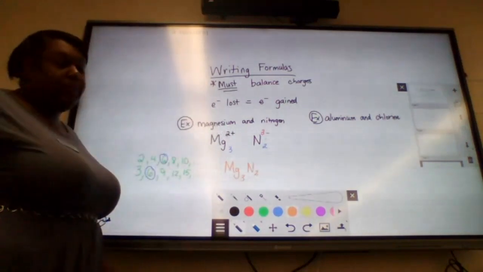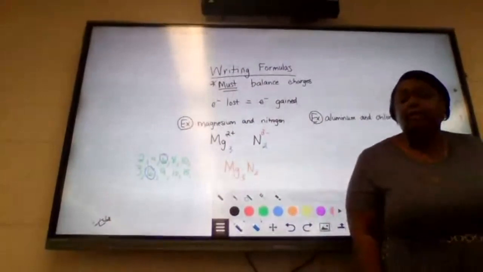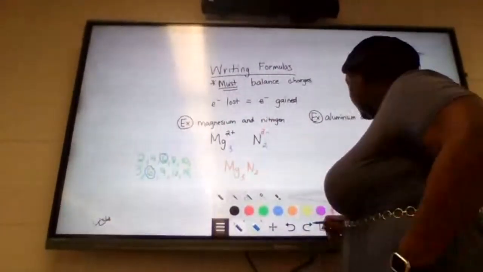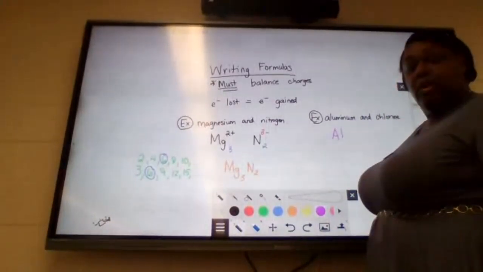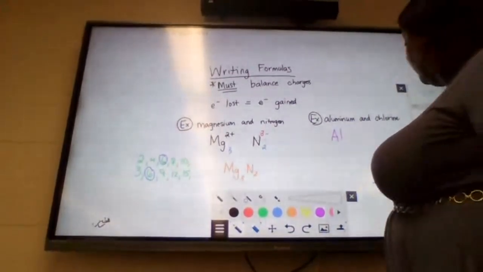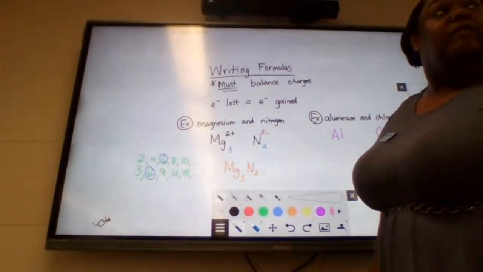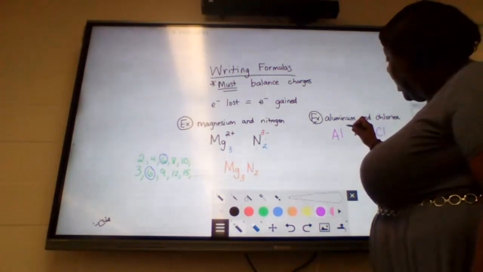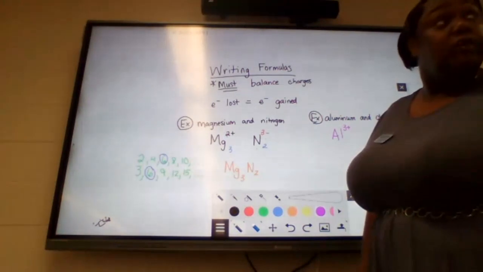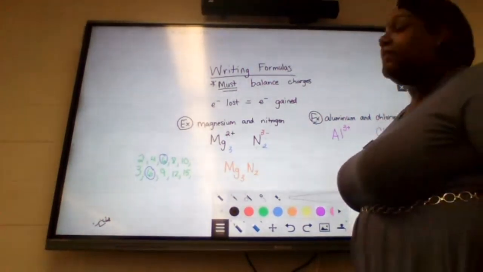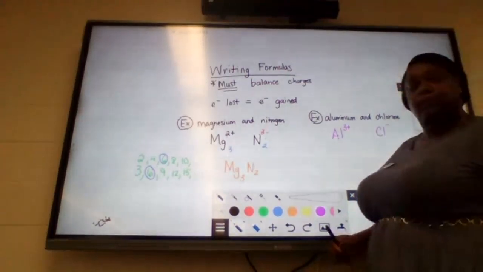All right, I've got another problem for us to look at: aluminum and chlorine. We know the symbol for aluminum is Al. We also know that the symbol for chlorine is Cl. If you notice where aluminum is located on the periodic table, it's in column 3A, which means it's going to have a 3+ charge. When we notice where chlorine is, it's in column 7A, so it will have a 1 minus charge.